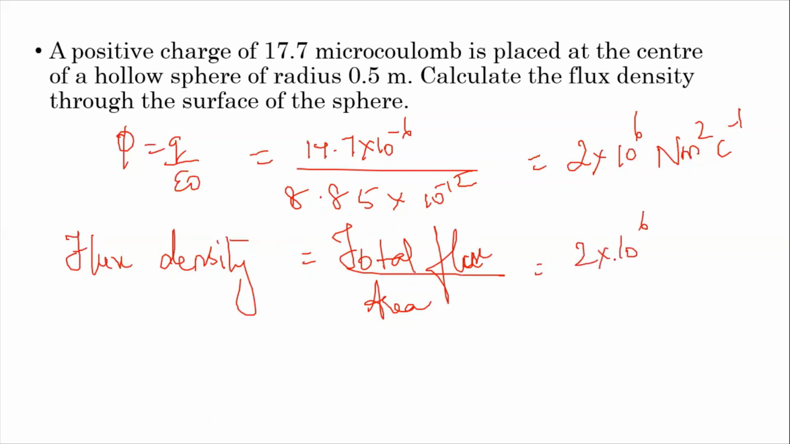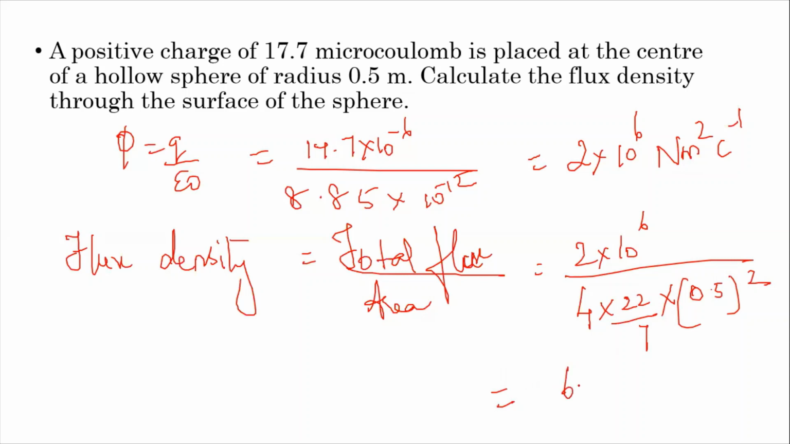Total flux is 2 into 10 to the power 6, divided by 4 into pi, 22 by 7 we can substitute, into area, 0.5 square. When you simplify this, you will get 6.4 into 10 power 5 Newton per coulomb. Flux density is to be noted. If they ask you total flux upon the area, you have to calculate. Area is 4 pi r square for a sphere. For any other shape, you have to use it appropriately.